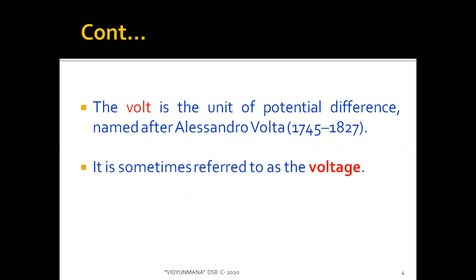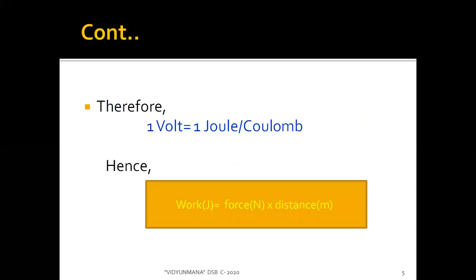The SI unit of work is the joule with unit symbol J. The SI unit of force is the newton with unit symbol N, and the SI unit for distance is the meter with unit symbol m. Therefore, 1 volt equals 1 joule per coulomb, where work equals force times distance.